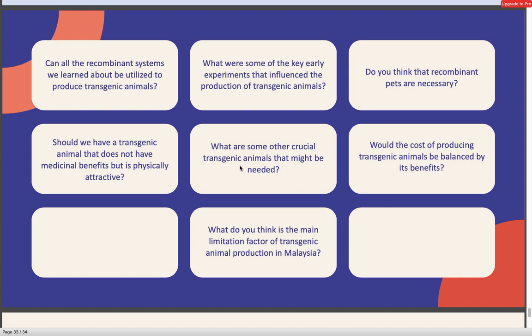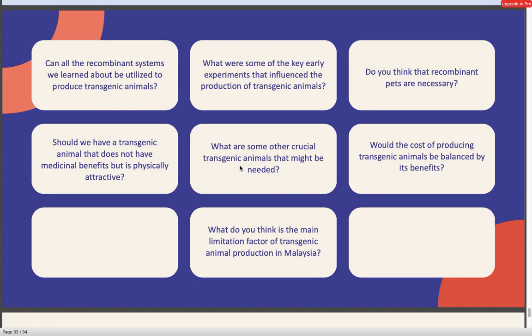Earlier we discussed what we would not want, but what is something that we don't have in Asia or in the world that's lacking that might be addressed if we have those transgenic animals? What is the cost of producing transgenic animals? What would be the cost of producing transgenic animals?